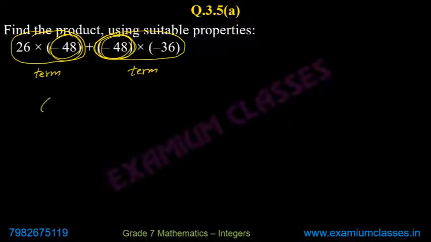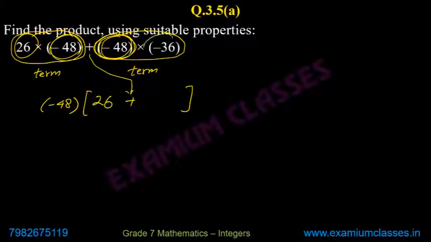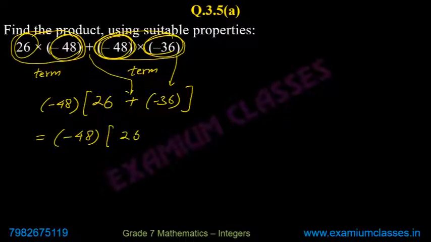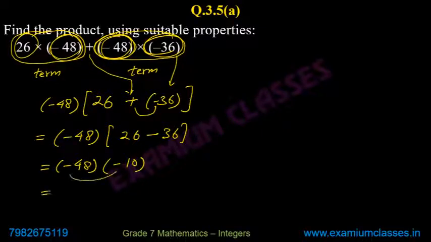So have minus 48 common outside, and then within brackets, the left part will be 26, then this plus sign and minus 36, which will effectively be equal to minus 48 into 26 plus minus 36. That is minus 48 into minus 10. Again, minus into minus plus, 48 into 10, that is 480.